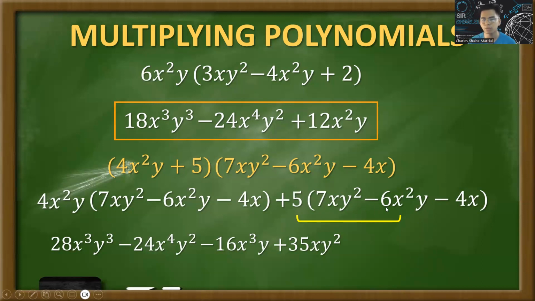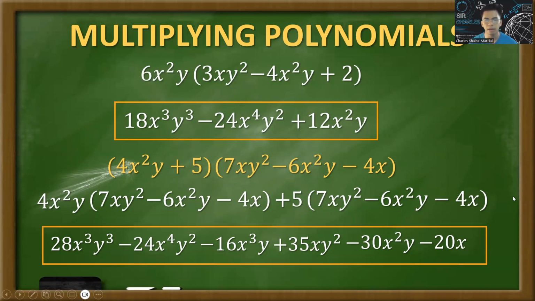Imumultiply lang natin yung 5 dito sa lahat ng numbers. Negative 6 and negative 4. Tapos ikakopy lang natin yung variables and exponents natin. Now, 5 times negative 6, that is equal to negative 30. Then copy x squared y. Same process. 5 times negative 4x, that is equal to negative 20x. Okay? So final answer na ba siya? If meron pa tayong nakikitang magkaparehas na terms, kung magkaparehas yung variables and exponents, we will combine that. And since wala na tayong nakikitang magkaparehas, that is the final answer.